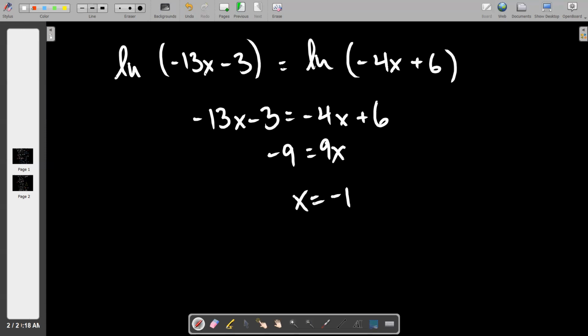So if you put negative 1 where the red circle's at, what's negative 13 times negative 1? 13 minus 3. So you get natural log of 10 on the left. And if you put negative 1 in place of this other red circle, you get 4 plus 6, which again is natural log of 10. Last I checked, I don't care what the natural log of 10 is. It's 2 point something. But I don't care. I just know that the natural log of 10 equals the natural log of 10. So those are good to go.